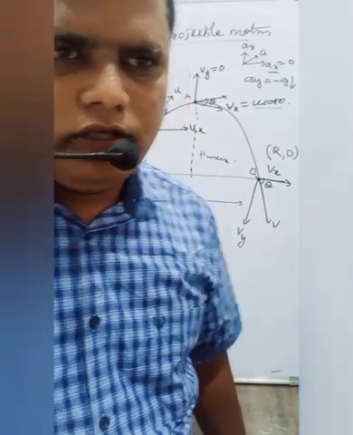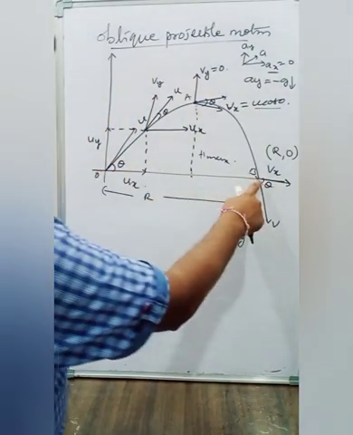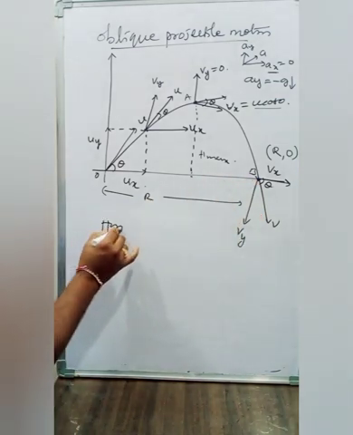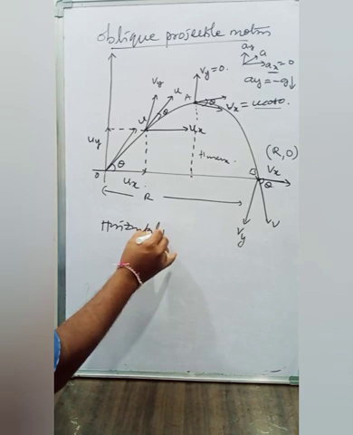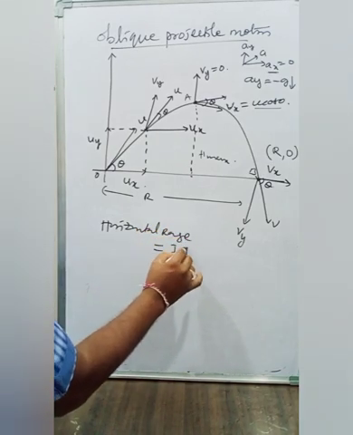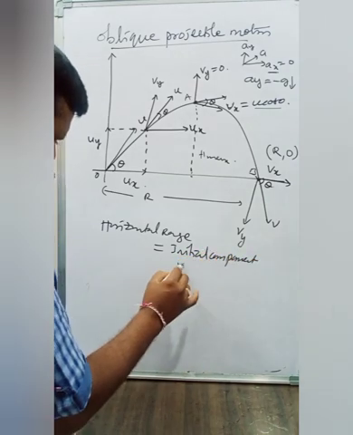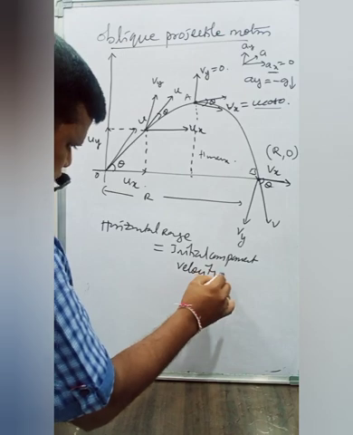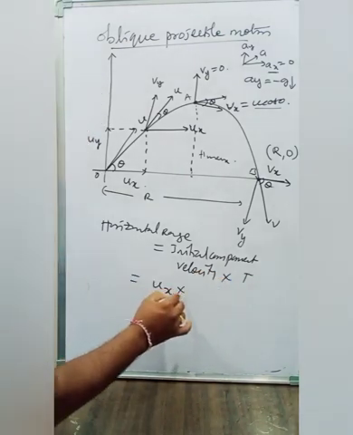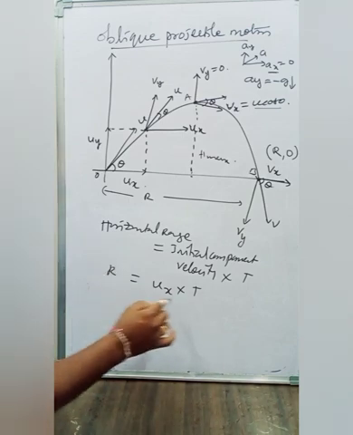Horizontal range. The distance from the point of projection to the reached plane is called horizontal range. Horizontal range is equal to the initial component velocity multiplied by the time of flight. Initial component velocity is ux and time of flight is T. Therefore R = ux × T.